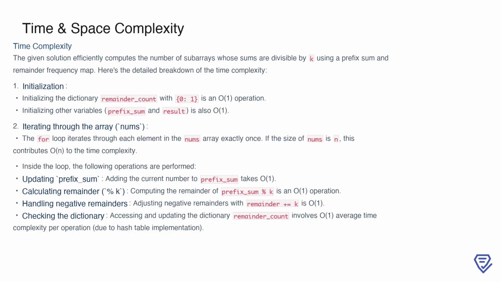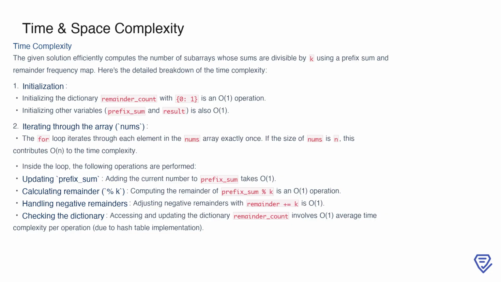Similarly, initializing the variables prefix_sum and result also takes constant time. Next, we iterate through the array nums using a single for loop. If the size of the array is n, this loop runs exactly n times, making its contribution O(n). Within each iteration, we perform several operations.